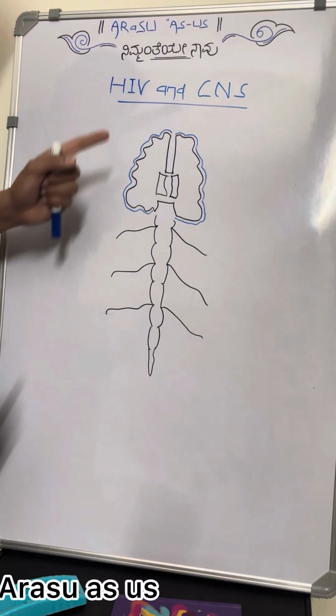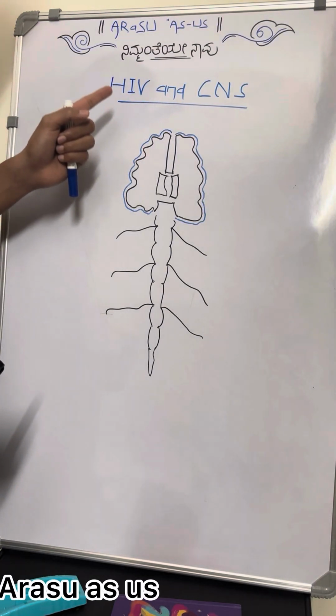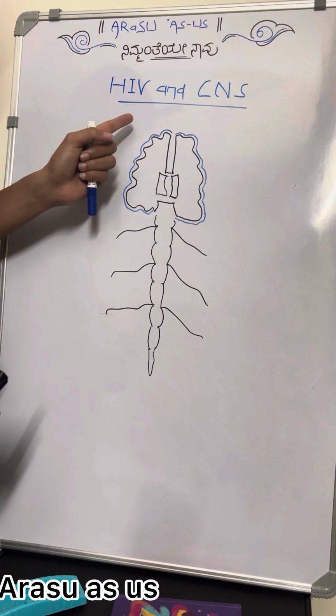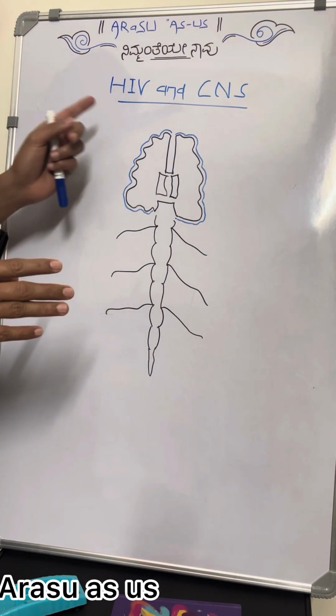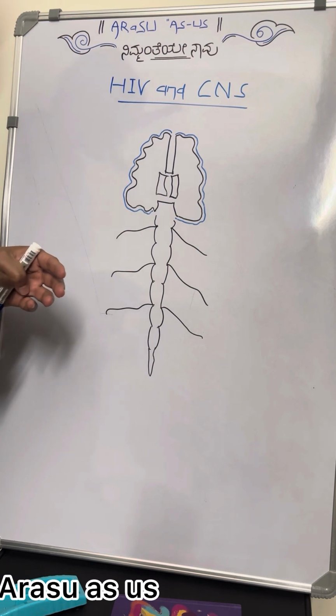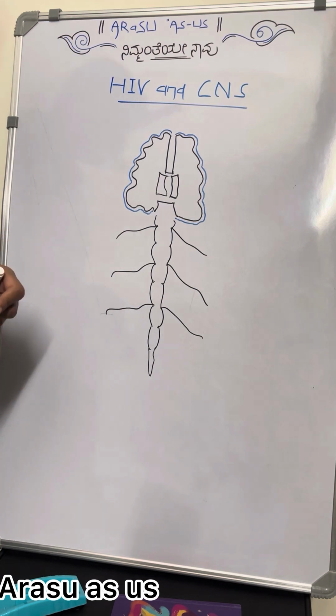Hello everyone. Today we'll discuss an important topic, that is the association of HIV and the nervous system. This is the most often asked thing in medicine rounds or vivas and even in practice. So we'll discuss it today.